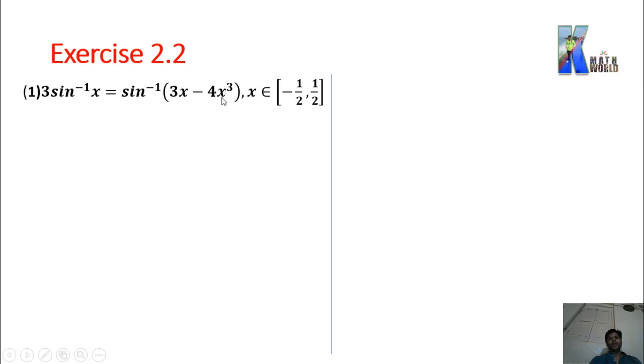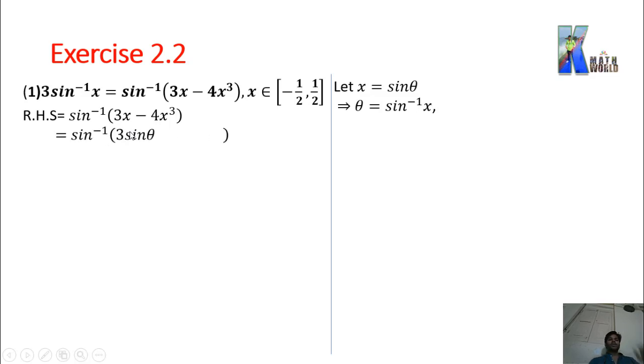So we will start with the right hand side, because you can see that if you assume something, then you get a formula here. So clearly we can assume x as sin theta. Okay, so here we assume x equals sin theta, then we can write theta equals sin inverse x. Now replacing both these values here, you get theta is sin inverse of 3 sin theta minus 4 sin cube theta. Now you can say this is nothing but the formula of sin 3 theta.